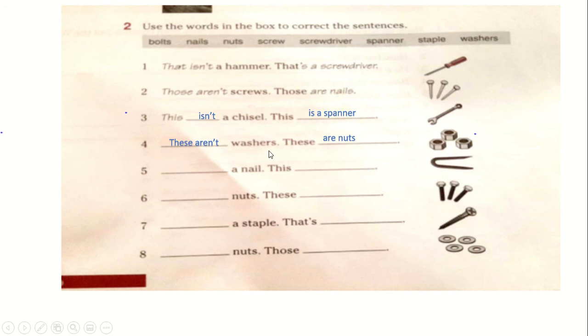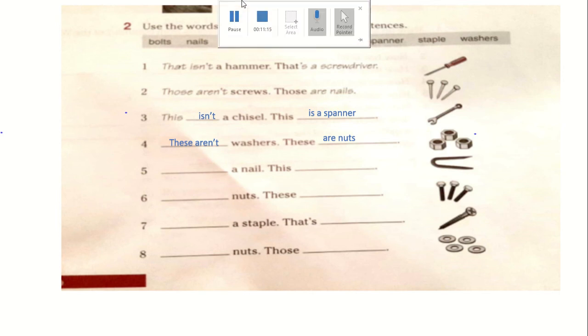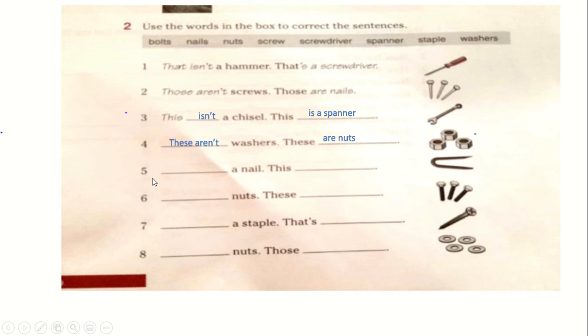Excellent. Now, you can pause the video, take like 2 or 3 minutes, try to answer questions 5, 6, 7, and 8. Then you can play the video again so that we can check the answers together. Now, number 5, after pausing the video, a nail, this, very good. Staple, so what should we start with? Here we have this, so we start with this. This isn't a nail, this is a staple, very good.